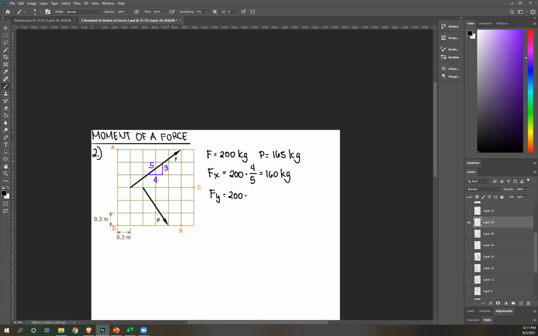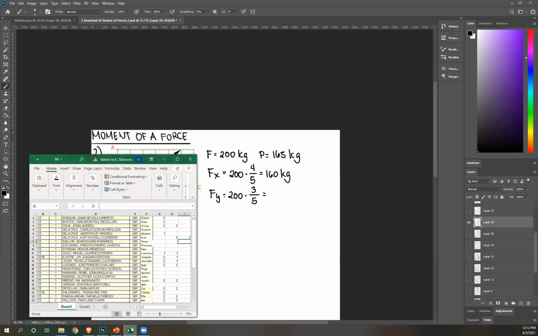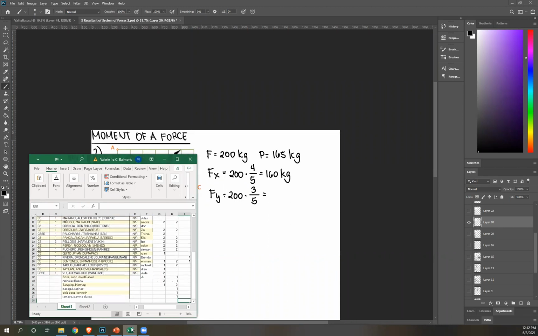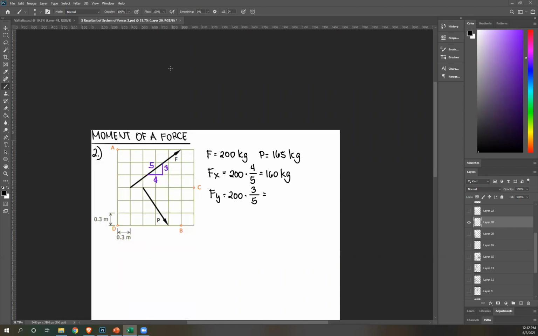So for the y component, we take the vertical side, 3. Please compute what's Fy. Correct, Lorraine and Lauren, Chua and Rivera. It's 120.